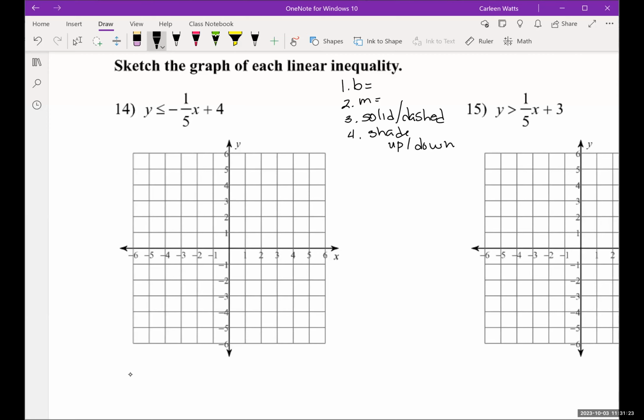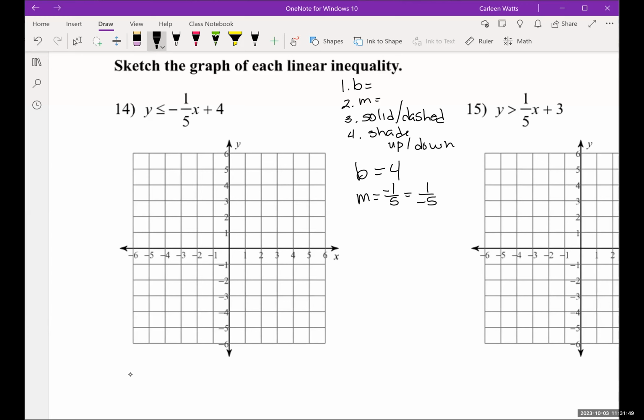Y-intercept is 4. The slope is either -1/5 or 1/5, correct? The negative's in the middle. I'm going to put it on either the top or the bottom, whichever one fits on my graph better.